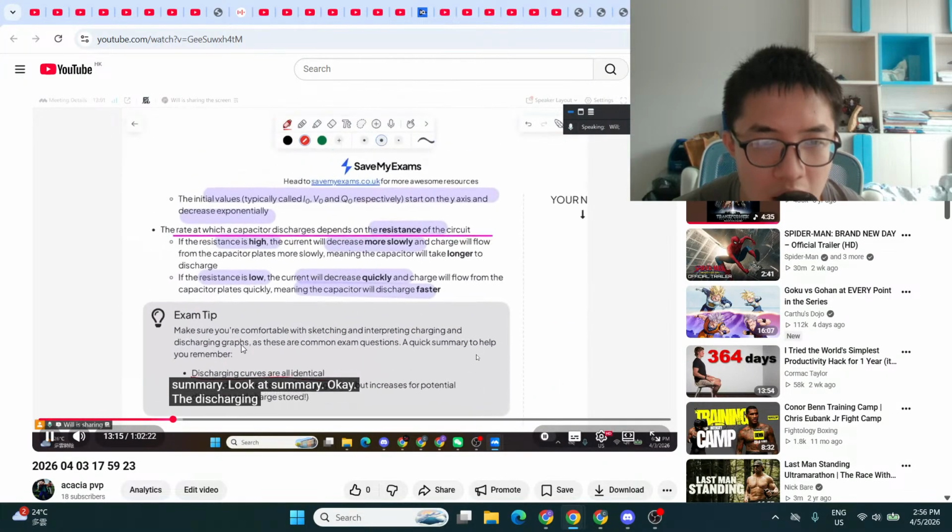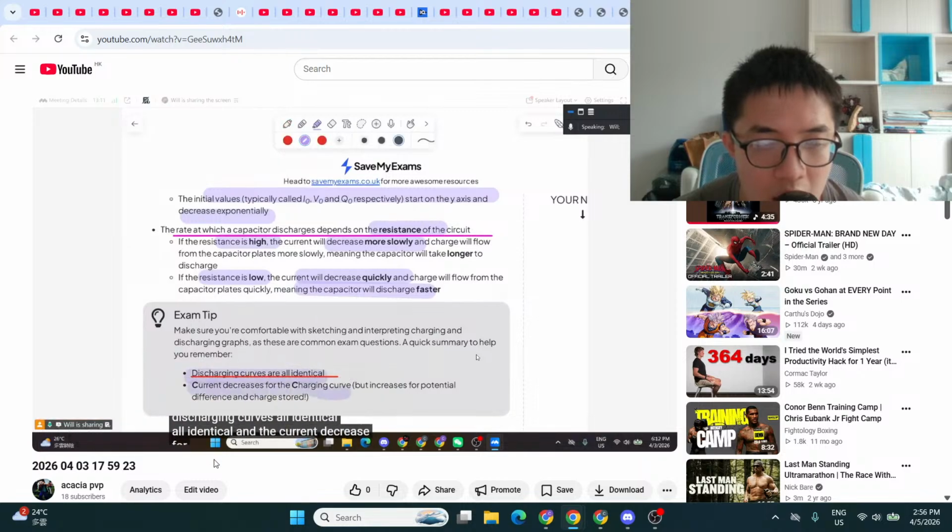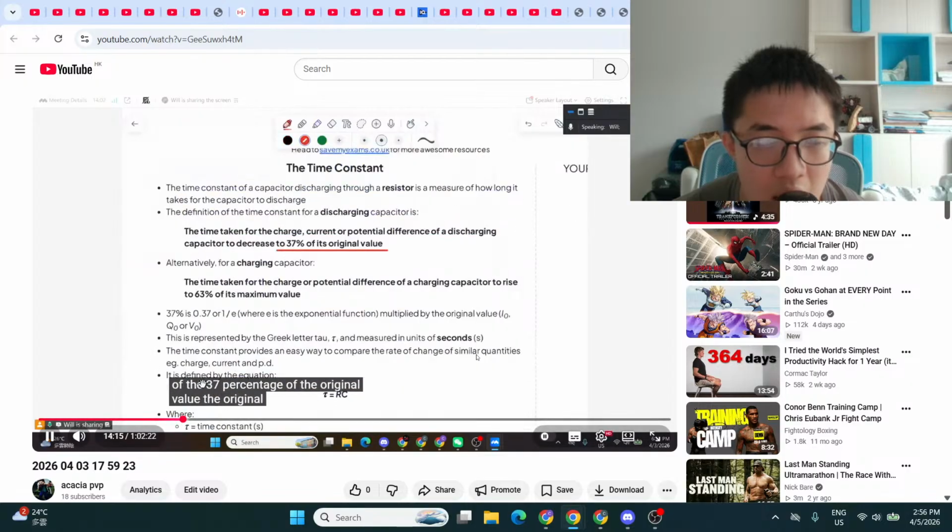Okay, the discharging, we can summarize that. The discharging curves are all identical, and the current decreases for the charging process, but increases for the potential difference and the charge, to the stored original value. The original value represents the electric energy.